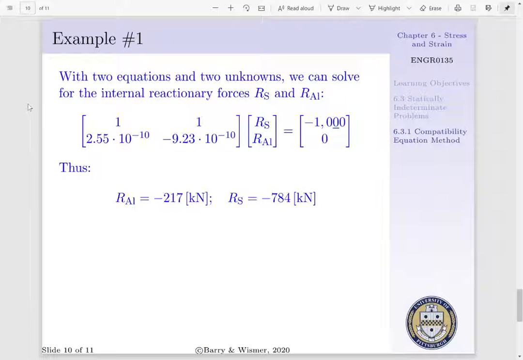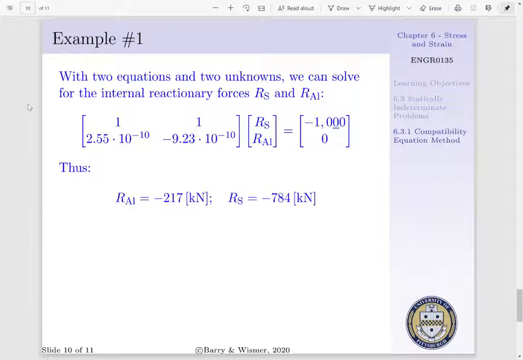The first row of our coefficient matrix gives the coefficients for RS and RAL via our equilibrium equation, which on the right-hand side, we see the first entry is minus 1000 kilonewtons. Now, in the second row, we have the coefficients for RS and RAL from our compatibility equation, i.e. our deformation equation, and this is equal to 0. Now, using matrix inversion, we can solve for our reactionary force of the aluminum and steel.